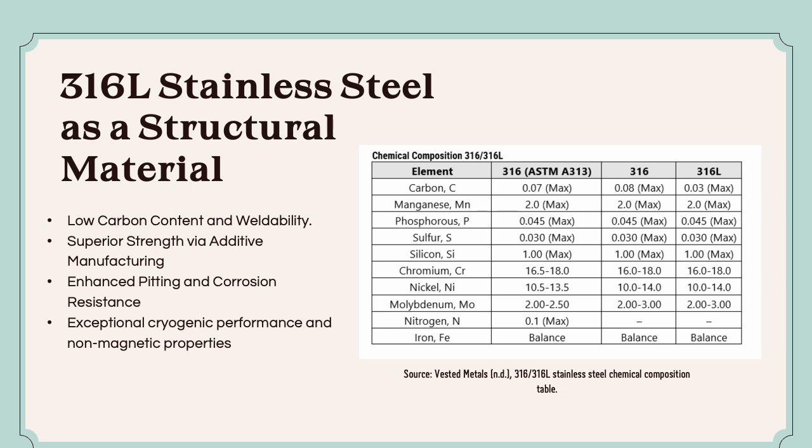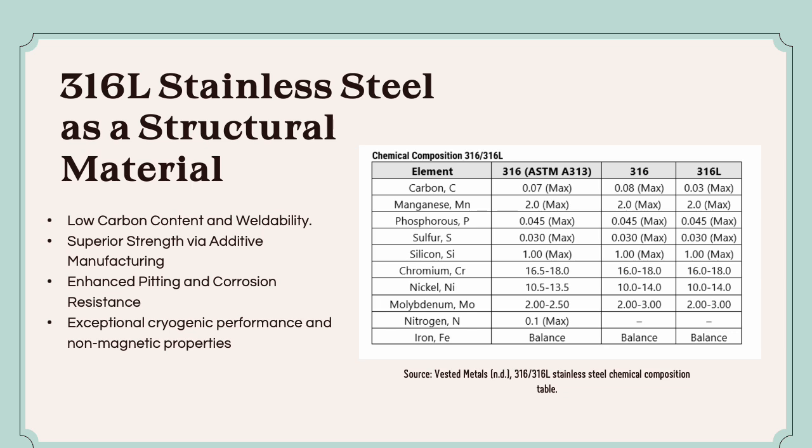Now, focusing on 316L stainless steel, one of its key advantages is its low carbon content. The L stands for low carbon, meaning that the carbon content is limited to 0.03% compared with 0.08% in standard 316 stainless steel. This lower carbon content improves weldability and helps maintain corrosion resistance. In addition, 316L contains chromium, nickel, and molybdenum, which contribute to its excellent corrosion resistance and mechanical performance. As a result, 316L is widely used in demanding environments where both strength and durability are important.